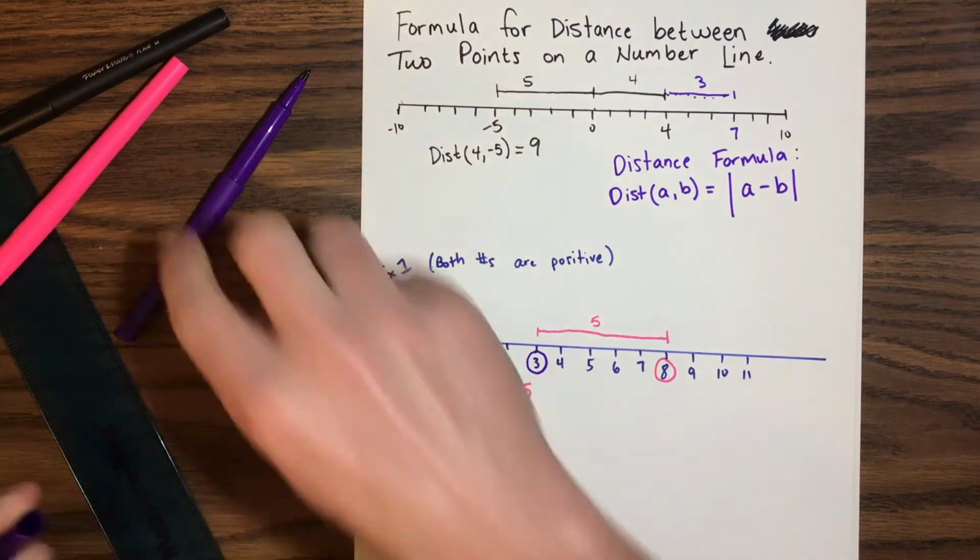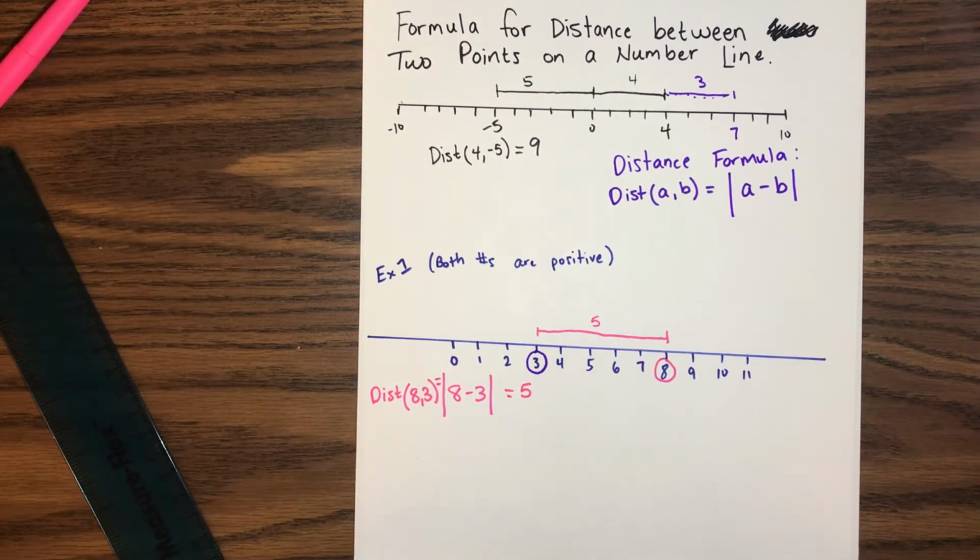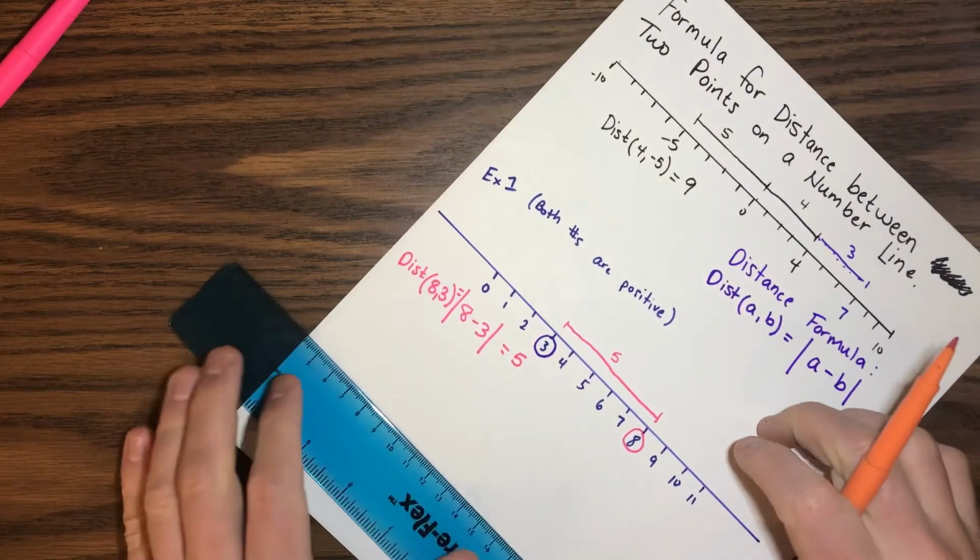All right, so let's look at another case now where both numbers will be negative. So this one I'll do in orange.